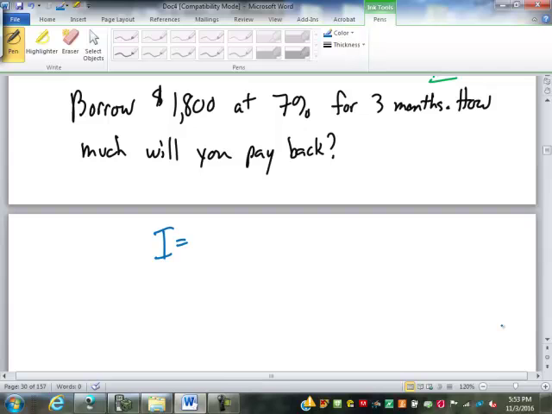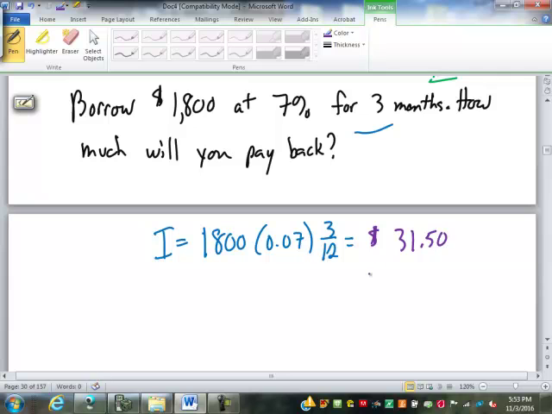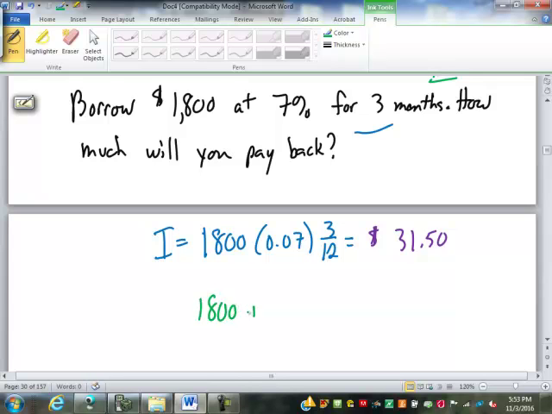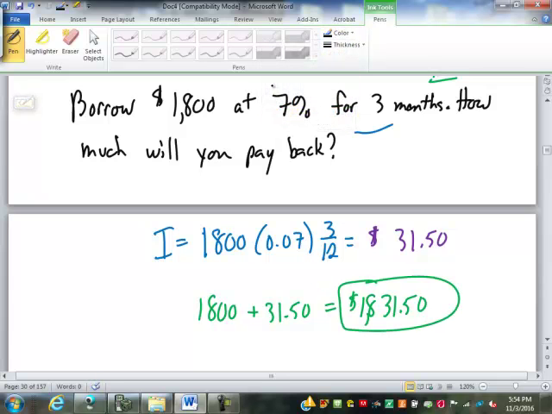So our interest is going to equal our principal, which is $1,800, times our rate, 0.07. Our time will be 3 over 12. What's that give us for interest? What's that? $31.50? $31.50. So then we get a maturity value, 1,800 plus 31.50, so $1,831.50. Any questions? Okay, normally where the questions start.